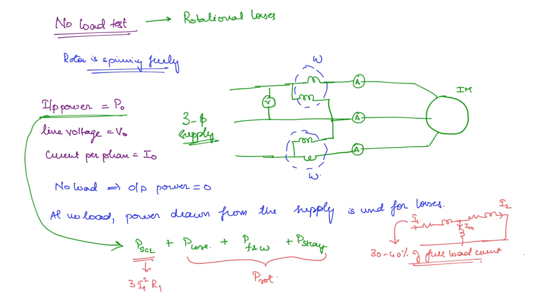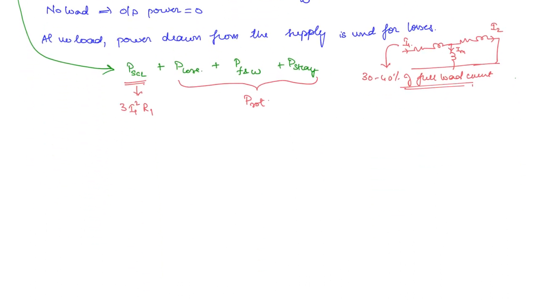I1 is the current flowing through the stator winding, R1 is the resistance of the stator winding. So the I1 value you can get from this ammeter value. So if this is found, then we know P0, and then we can find out the rotational losses. There is also a separate test to find out the resistance of the stator, so that we can find the stator copper losses. It is called the DC test.